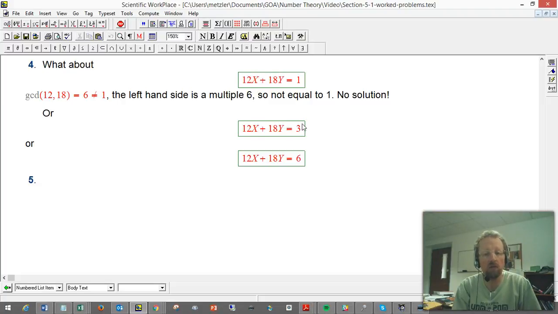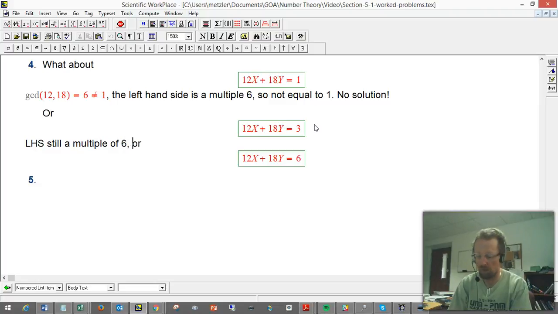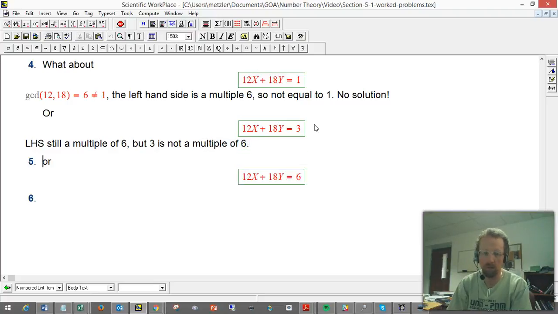Okay, now this one's a little trickier. I'm not trying to set it equal to 1 anymore. I'm going back to these ones where there's not a 1 on the right hand side. Now we know that fundamentally we can really concentrate on ones with the 1 on the right hand side. But just to get our understanding better, we can look at something where it's not 1. Okay, well, but still the same thing applies. Here the left hand side is still a multiple of 6, but 3 is not a multiple of 6.